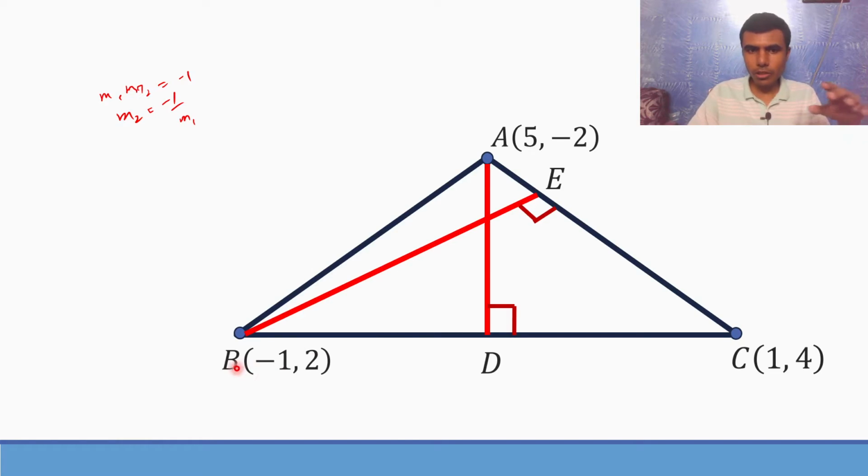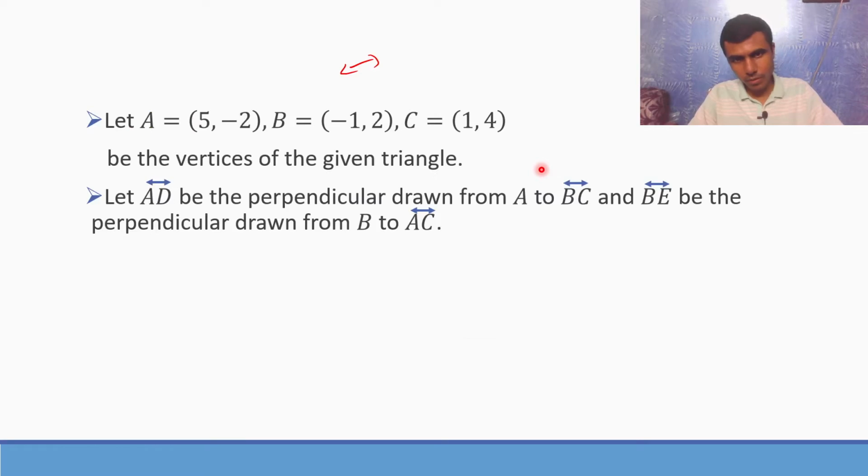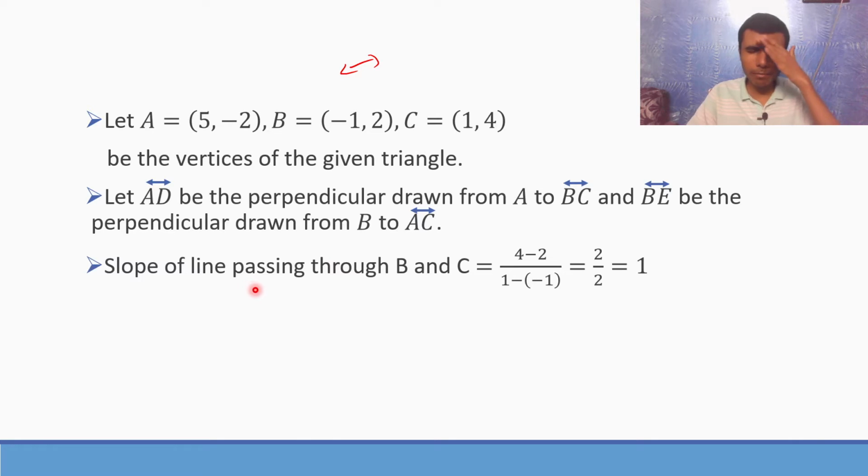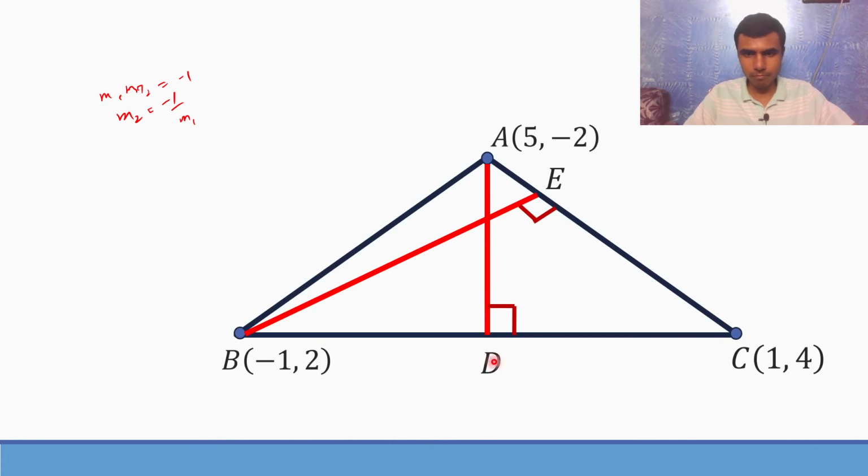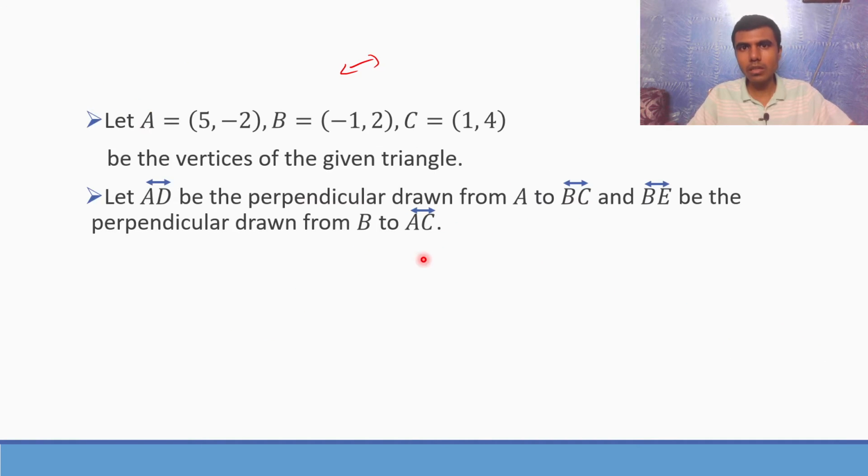Okay, now first I'm going to find out the slope of this BC. Next, the slope of AD I'll get, and AD is passing through A, 5 comma minus 2. So I know the slope of AD, and I know the point through which AD is going. So slope point form. Now see, slope of the line passing through B and C, this BC.